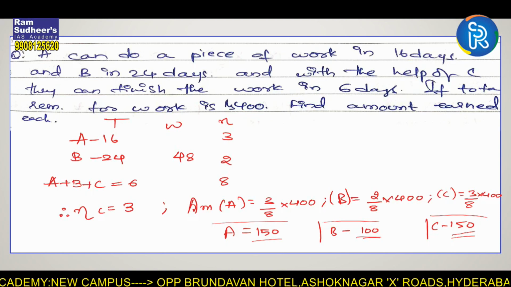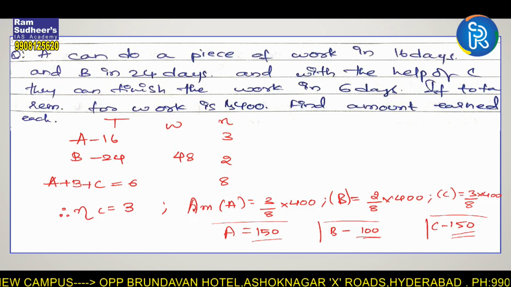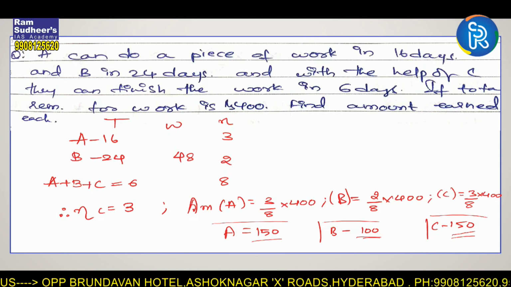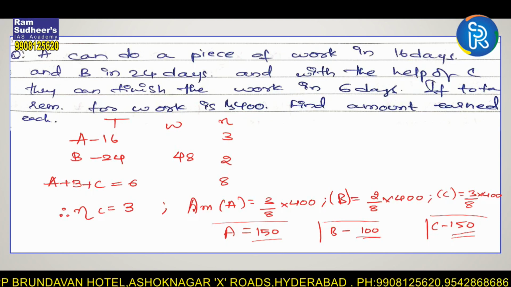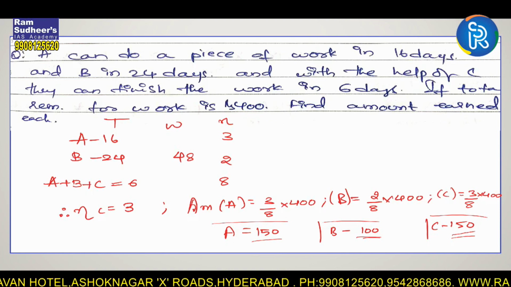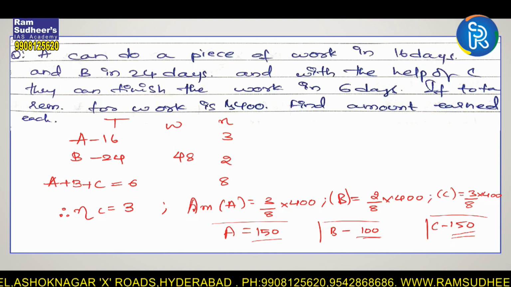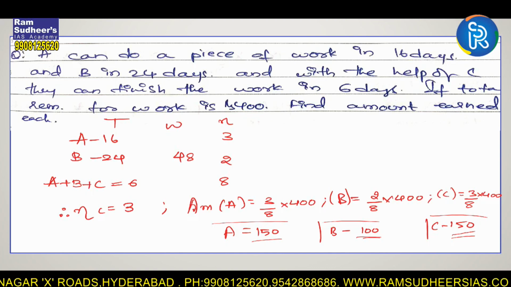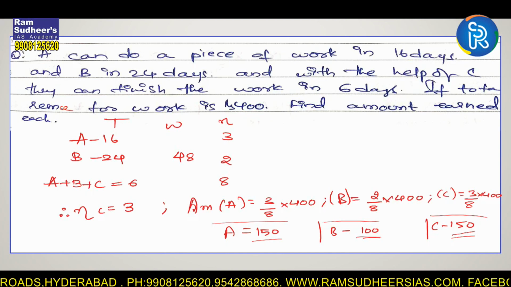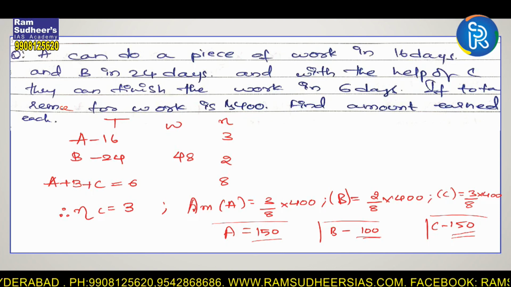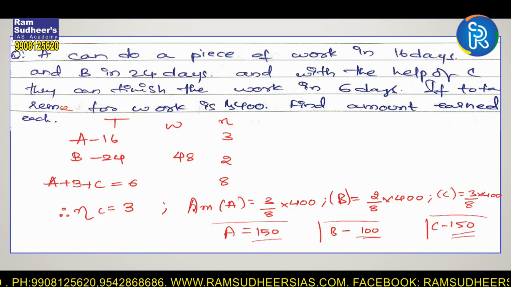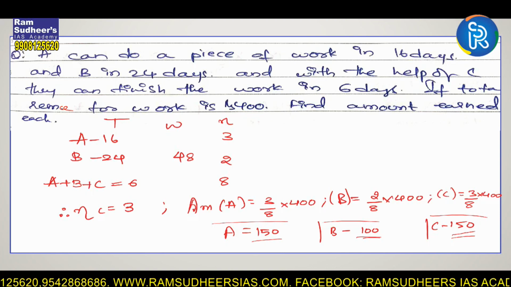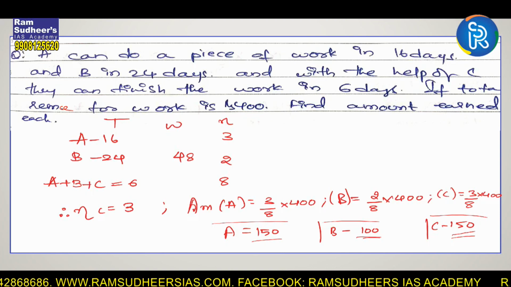Next question. A can do a piece of work in 16 days and B in 24 days. And with the help of C, they can finish the work in 6 days. If the total remuneration for the work is rupees 400, find the amount earned by each. And this is not much different from time and work. This is just an application of time and work where the wages are divided between them.